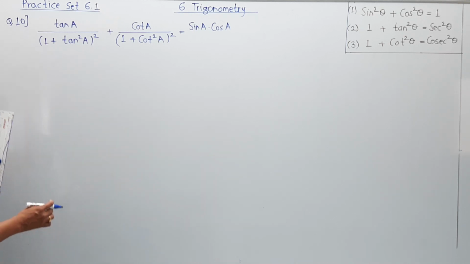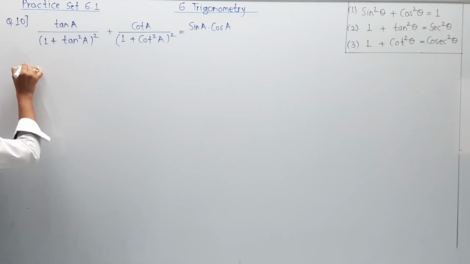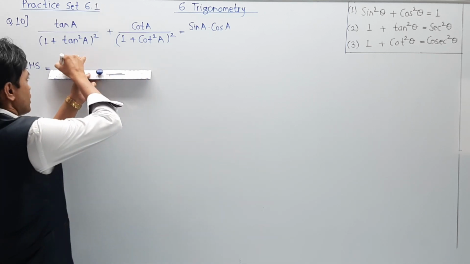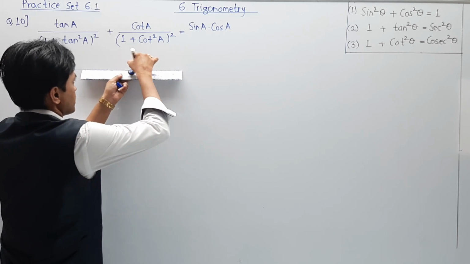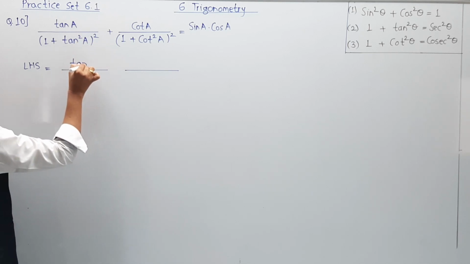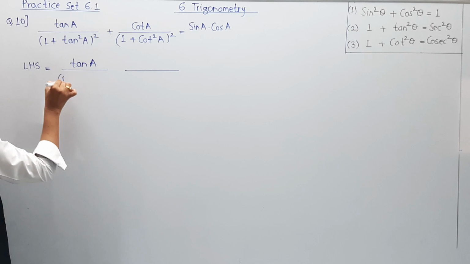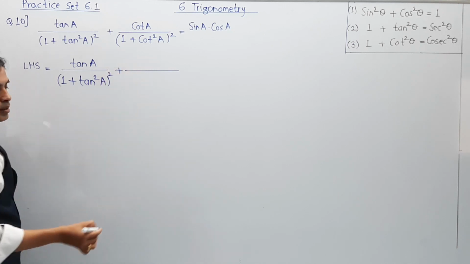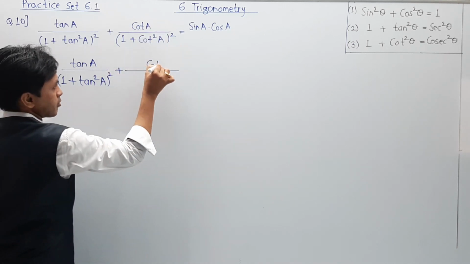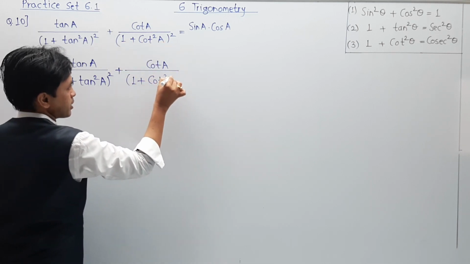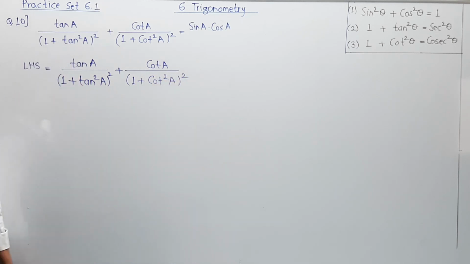So first of all I am going to write the LHS, and the part is they have given the values: tan A upon 1 plus tan square A, bracket square, plus cot A upon 1 plus cot square A, bracket square. Now step by step I am going to explain the reason next, connected to that, as per the requirement.